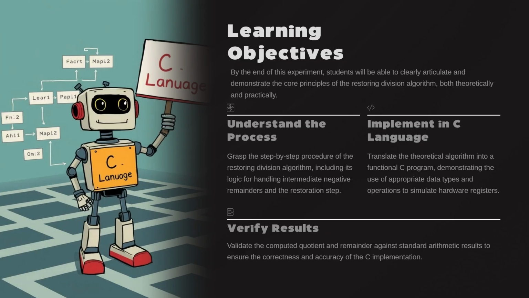By the end of the experiment, you will be able to explain how the restoring division algorithm works, write and run a C program for it, and clearly identify the quotient and remainder from binary division.